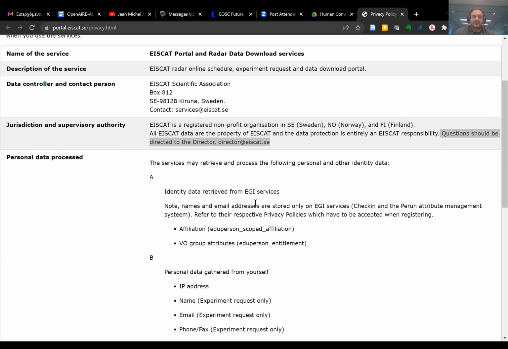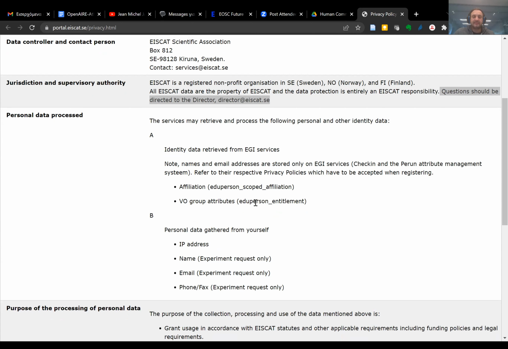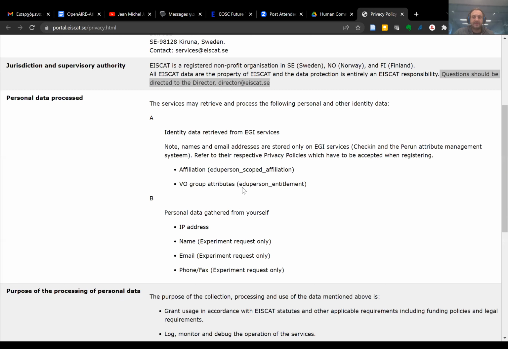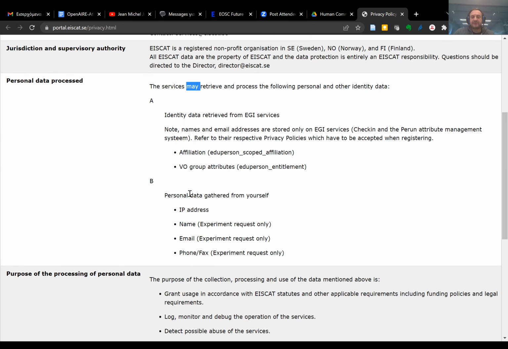Let me move to the next section, which is personal data processed. That's very good. Again, that's fine. I wouldn't say may. Either you retrieve or you don't. Okay, and these are all personal information which are gathered from the EGI services. Now, what I see here is that personal data are also gathered from yourself, which means we directly ask you to provide such data. We will see the legal basis later.